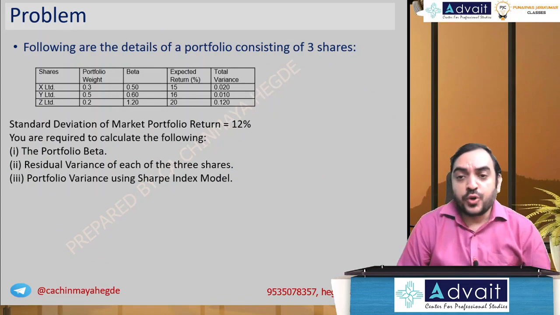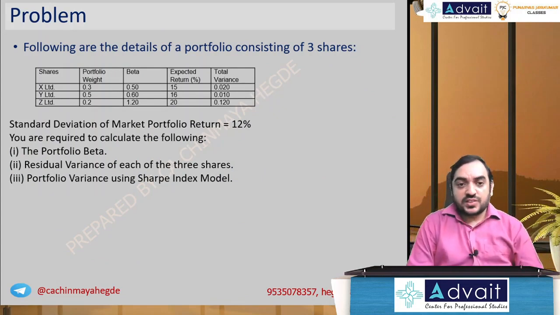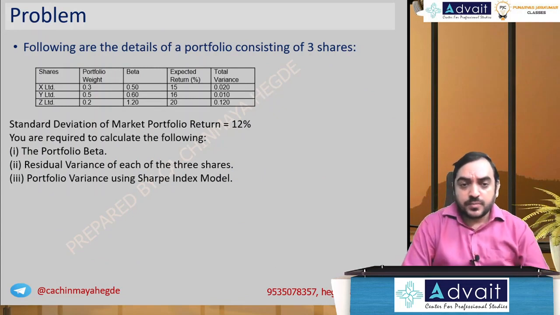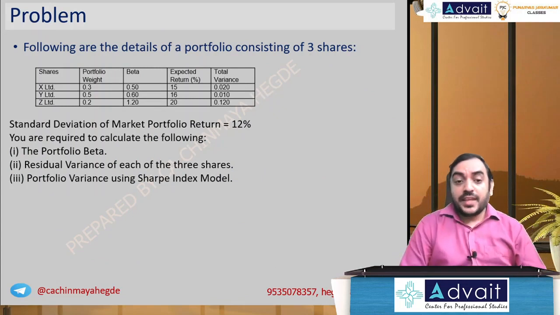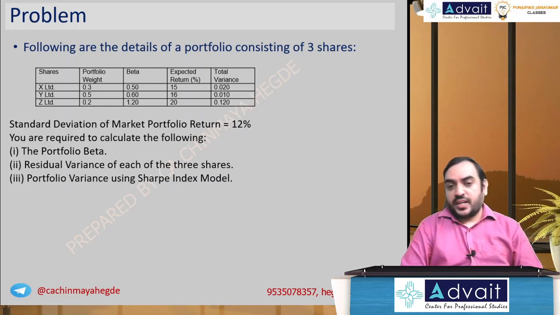Okay, so hope you got this one. Following are the details of a portfolio consisting of 3 shares, X, Y, Z: portfolio weight, beta, expected return, portfolio variance. Standard deviation of the market portfolio return is 12%. You are required to calculate the following: portfolio beta, residual variance of each of the 3 shares, portfolio variance using Sharpe index model. Okay, the question is very, very clear. We have to calculate using Sharpe index model.